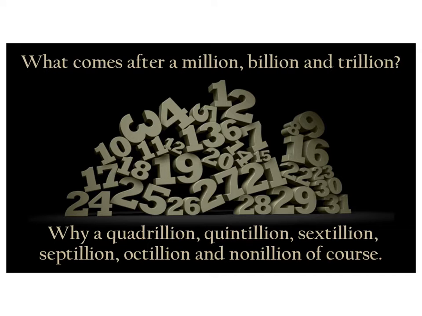All right, what comes after a million, billion, and trillion? Why? Quadrillion, quintillion, sextillion, septillion, octillion, and nonillion, of course.